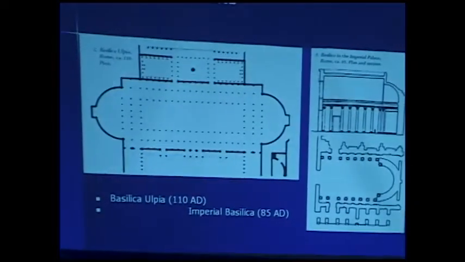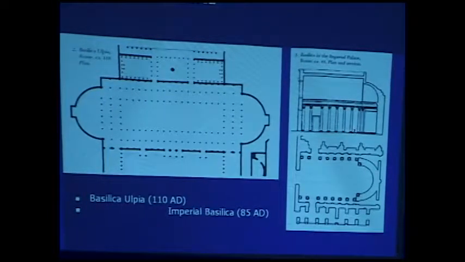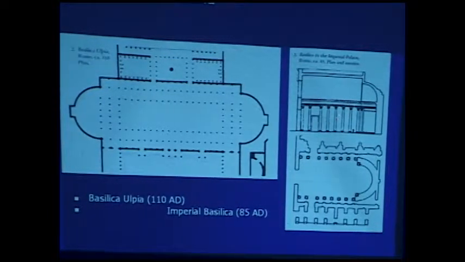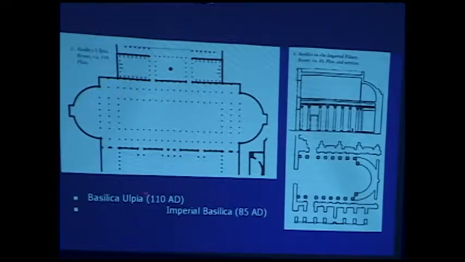These were large public spaces. They would have been roofed over. This is a small basilica in Rome at the Imperial Palace, which has been, of course, reconstructed. This is the larger Basilica Ulpia, also in Rome. Notice the dates, about 110 and 85. So they're contemporaneous with early Christianity.